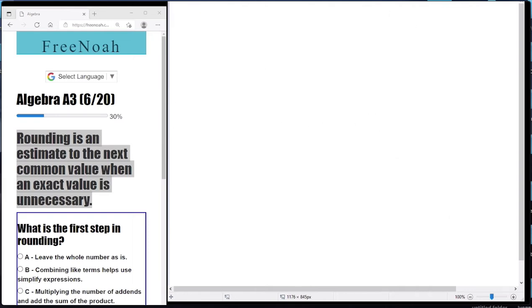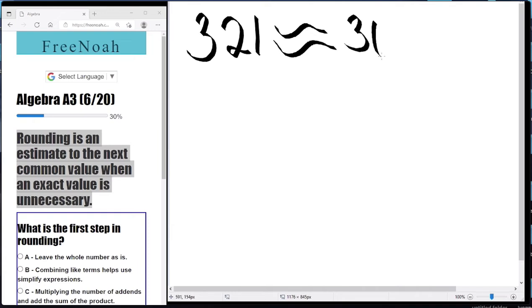Now let's give you 3 more examples here. So we have 321. 321 will round down to 300. That's because the tens value is a 2, which is less than 5. So we replace the 2 with a 0. So it's 300.